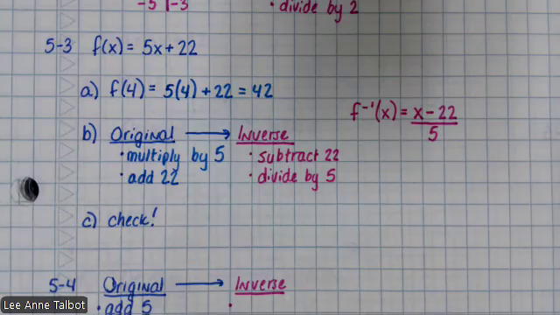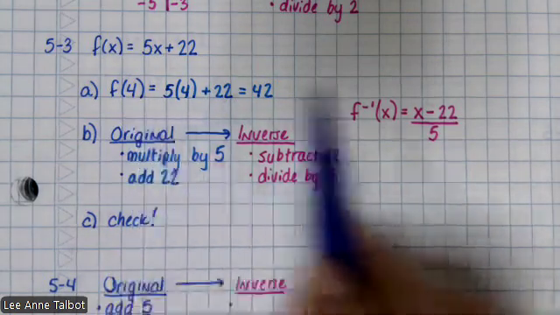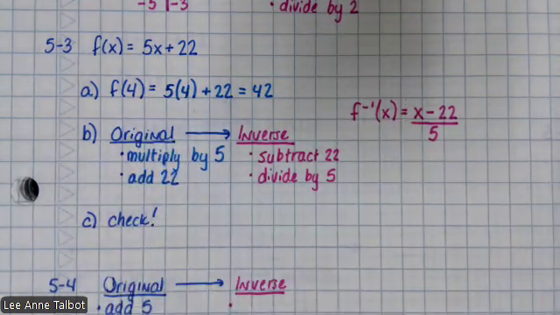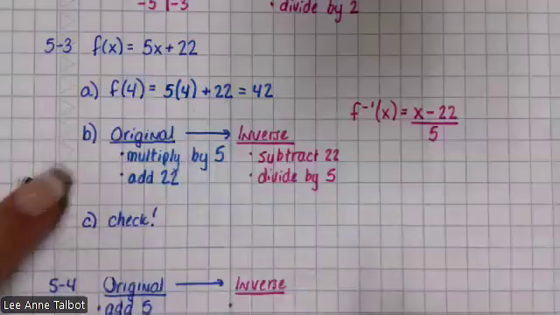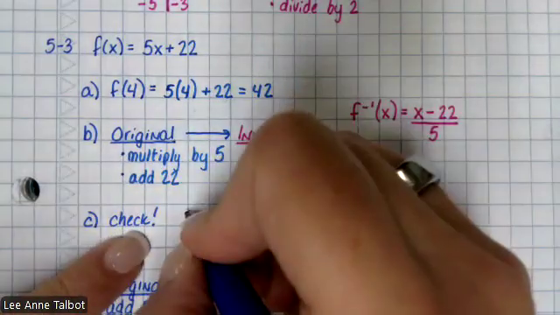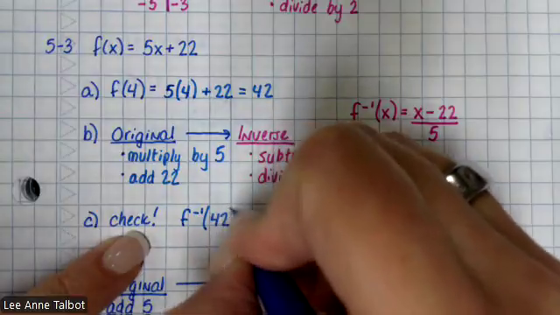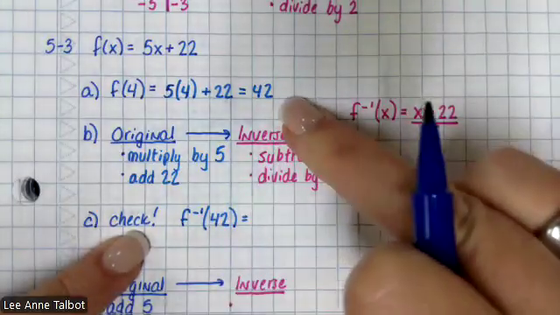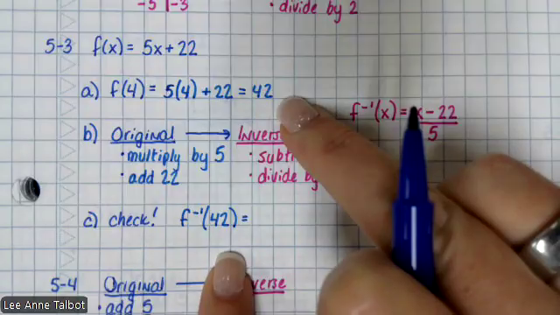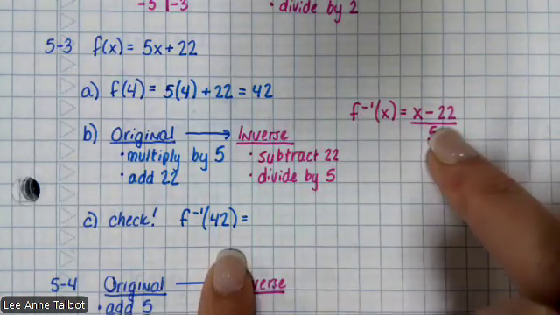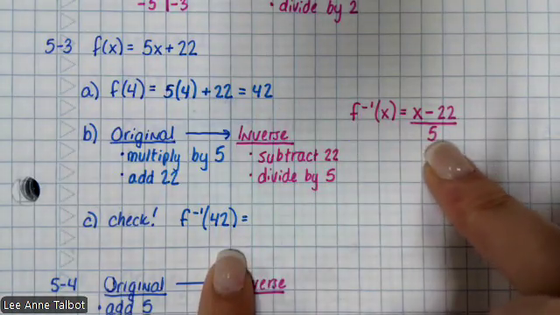Okay, now we're going to do the check. And these problems are great because if you actually plug a number in, you can check to make sure your inverse is correct before you walk away from the problem. So what I mean by that is we're going to check F inverse of 42. We're going to take the output from this problem and plug it into the inverse. What do we want to get back? 4.